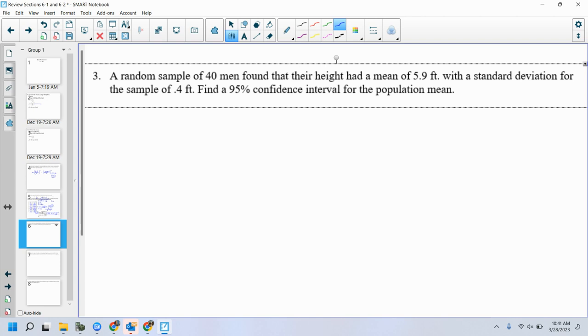Wait a sec, I don't say that this is normally distributed, so why can I do this? It's above 30, right? N is 40. Now, is this mu or x bar? A random sample of 40 men found that their heights had a mean of 5.9 feet. X bar. That's x bar. Because mu is population mean. Did I take the entire population of men? No. I took a sample.